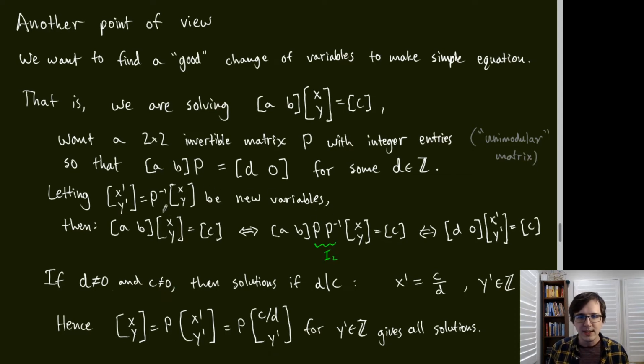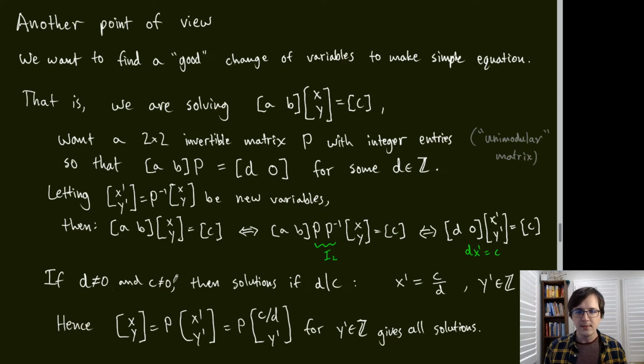And then by replacing AB times P with the fact that we know it's d, 0, and P inverse XY with these new variables x prime and y prime, we get this new equation, which is a lot easier to solve. Because, well, let's just write it out in a non-matrix form. This is dx prime equals c. And, well, that's it. That's the one equation. So y prime is free to be anything, but x prime is just a solution to this division problem.